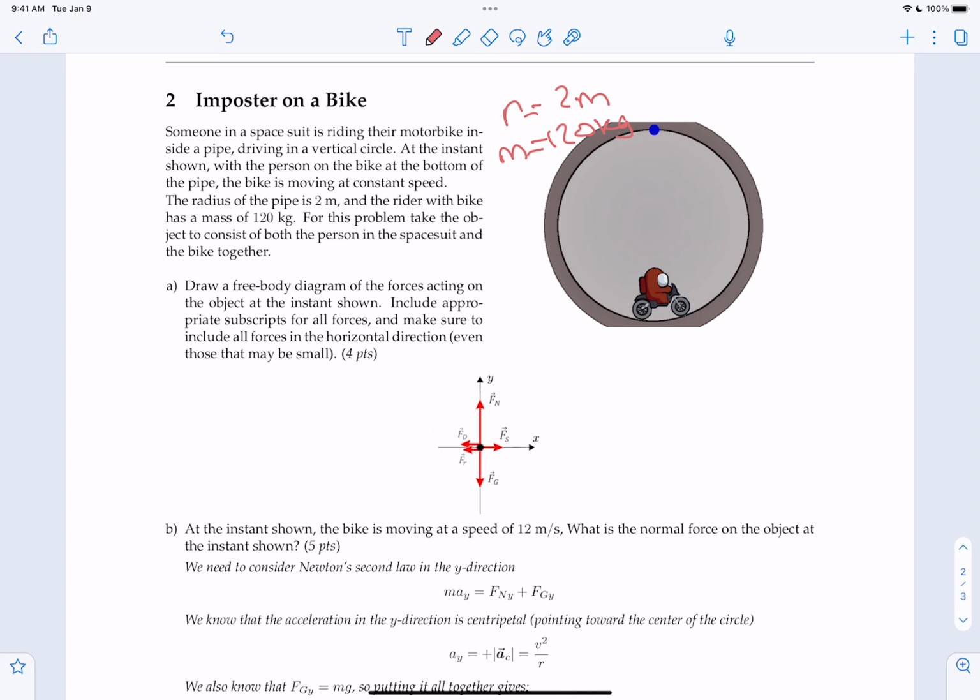For this problem, take the object to consist of both the person in the spacesuit and the bike together. So that's one object there.